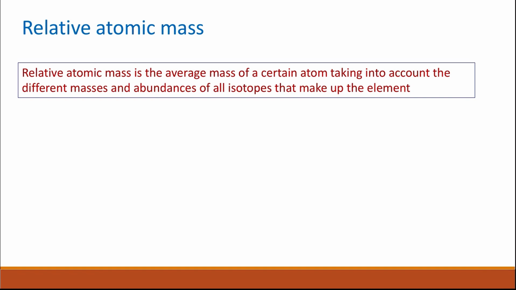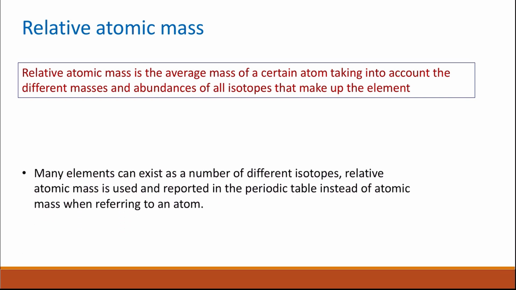Relative atomic mass. The relative atomic mass is the average mass of a certain atom, taking into account the different masses and abundances of all isotopes that make up the element. So in the periodic table, the mass that you're going to find for the different elements is actually the relative atomic mass, not the mass number or the mass of a particular isotope. So it takes into account all the different isotopes of the element.